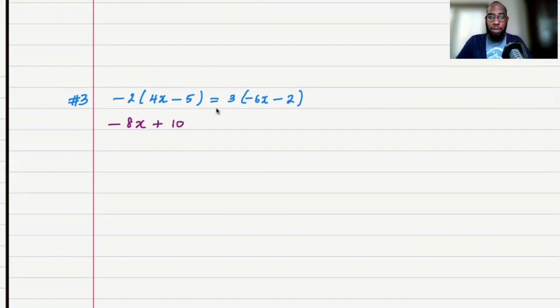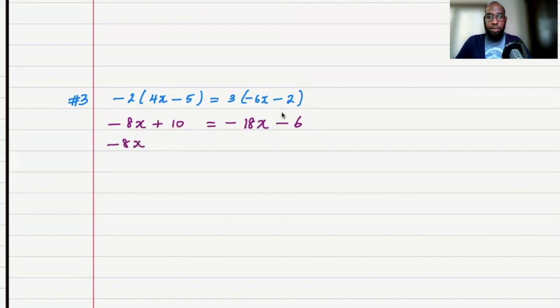Equals, multiplying different signs, negative. 3 by 6x is 18x. Multiplying different signs, negative. 3 by 2 is 6. Sometimes, right, students make mistakes, so be careful. So we have negative 8x plus 10 is equal to negative 18x minus 6. So we need to transpose now.